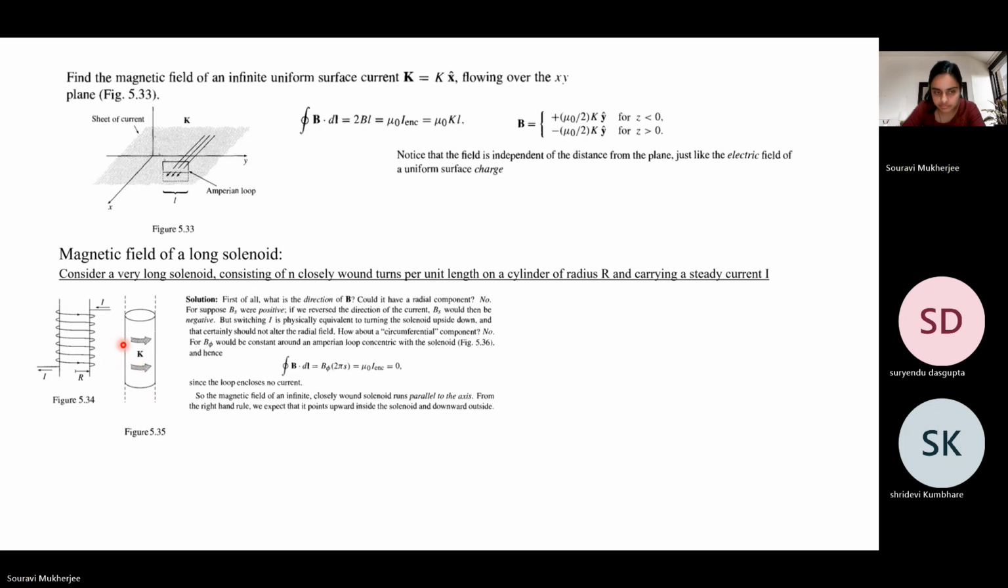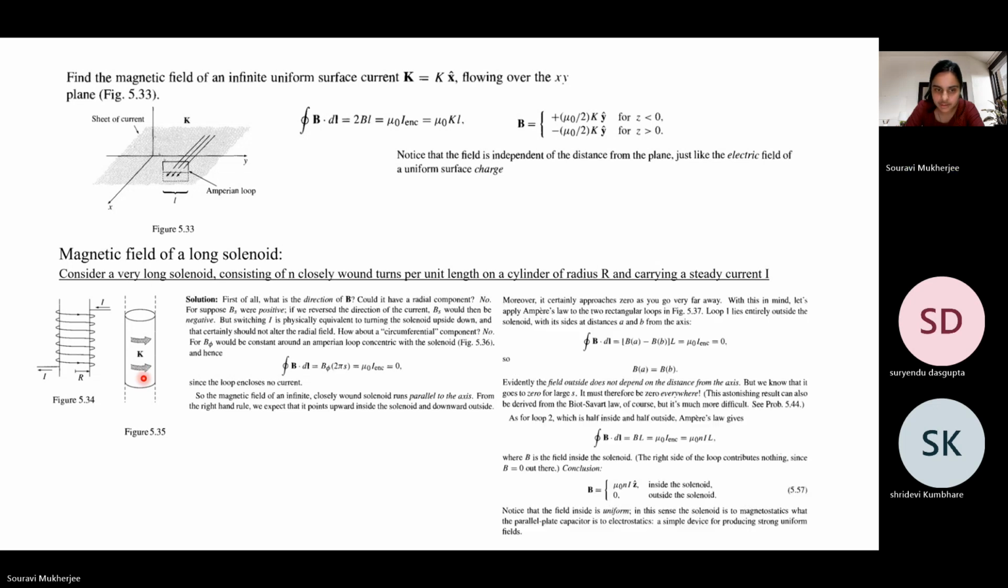So if you change the direction of the current, your magnetic field is expected to change. But if you have a radial component, that will not get changed just by changing the current direction, right? So that tells us that your magnetic field should not have any radial component. So that means the net magnetic field is only along the axis of your solenoid.